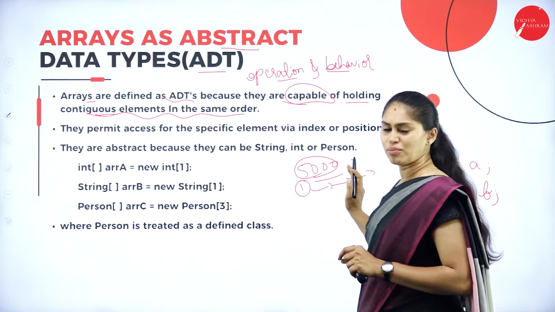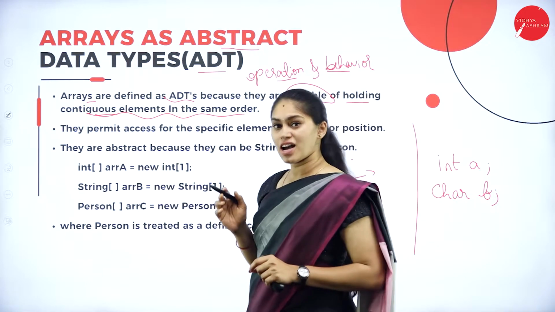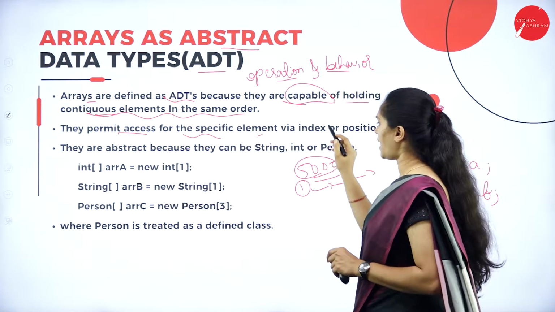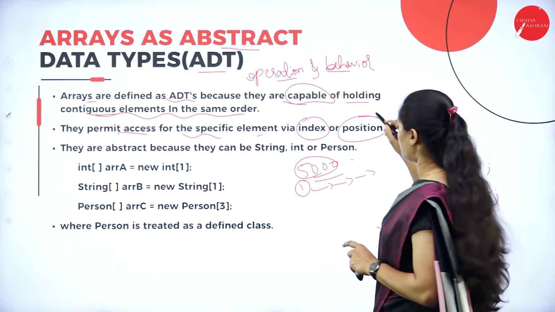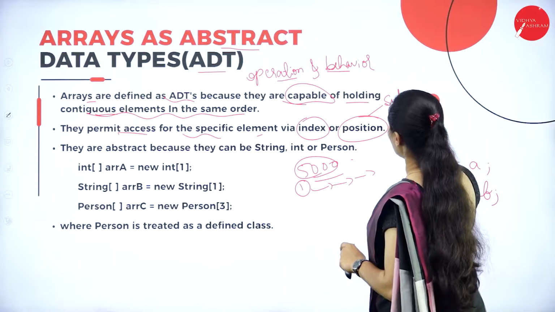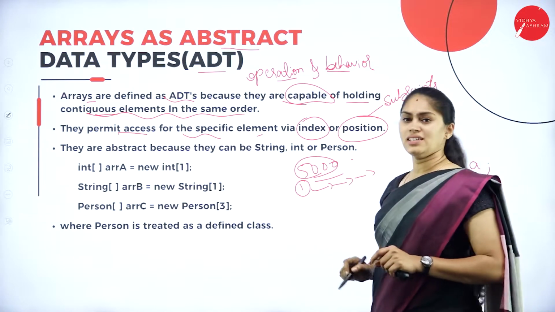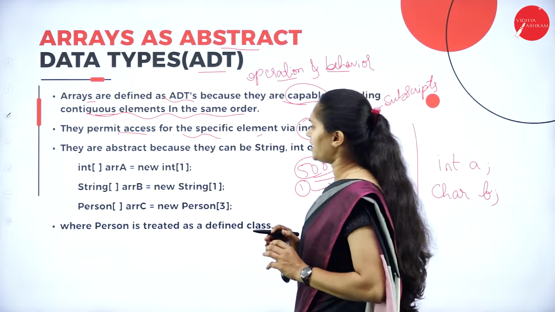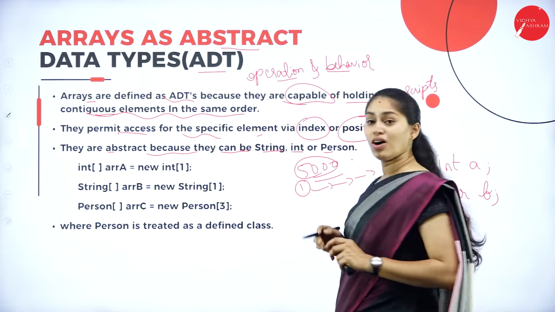One element will be settled after another element. And also, how are we going to access that element? A specific element can be accessed with the help of an index or position. That index or position, we call a subscript, right? With the help of this subscript, we can find the position of an element in the set of elements of an array. So they are abstract because they can be string, integer, or even a person.